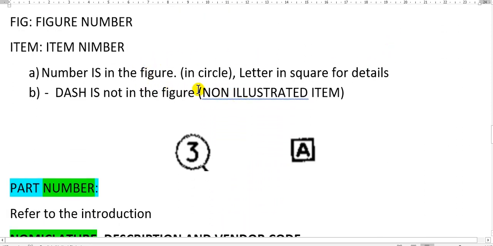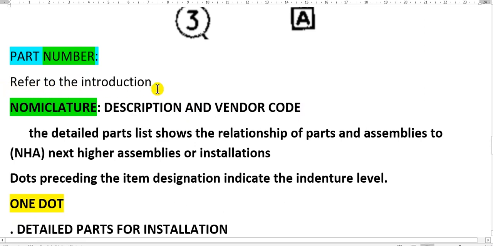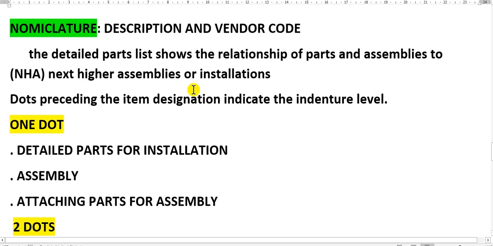When you go to the figure, you will see the item number in a circle. A letter in a square means these are details. Okay? For the part number, go to the introduction. The description or the nomenclature, the description and vendor. The detailed parts list shows the relationship of parts and assemblies to the next tier assembly or installation. So it will help you with removal and installation of the component and preparation.